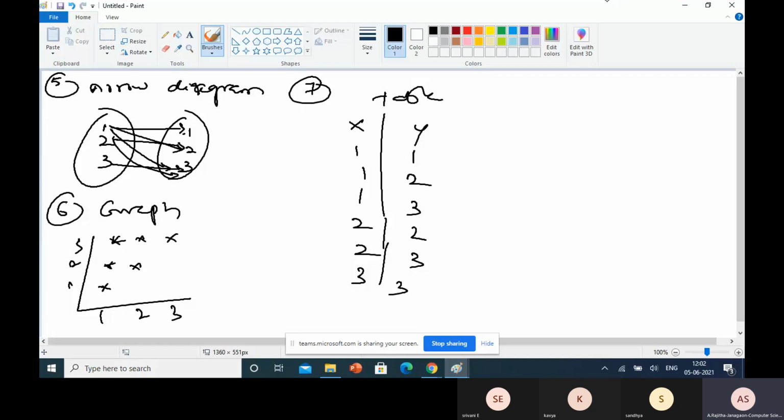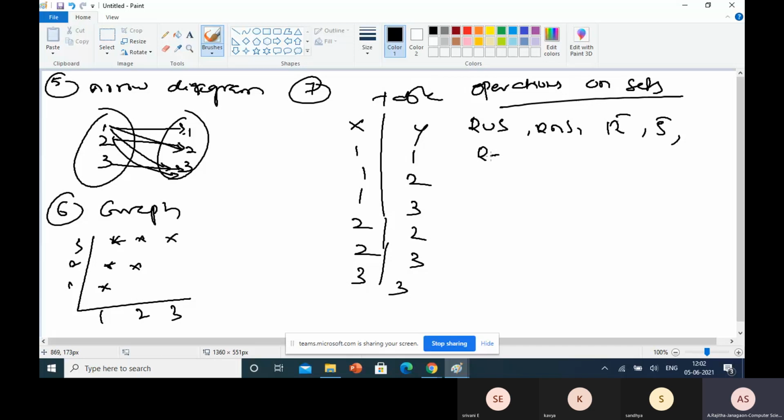And then next, operations on relations. Here coming to the operations: R union S, R intersection S, R complement, S complement, difference of these, R minus S, S minus R, and symmetric difference between these two relations, and next composition. These are the operations. Now we will discuss these operations one by one.